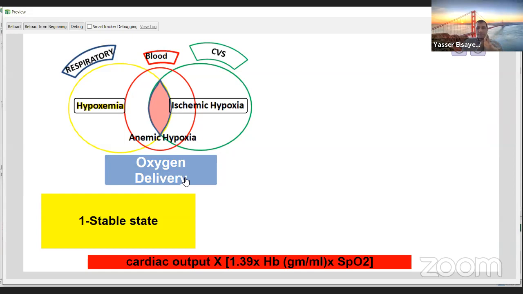If you know the blood flow, and we are using the cardiac output as a marker for that, and you know the hemoglobin, you know the oxygen saturation, you can calculate the oxygen delivery. And oxygen delivery is a normal value between 20 to 40 ml of oxygen. And with any condition affecting either the blood flow or hemoglobin or saturation, the oxygen delivery will decrease.